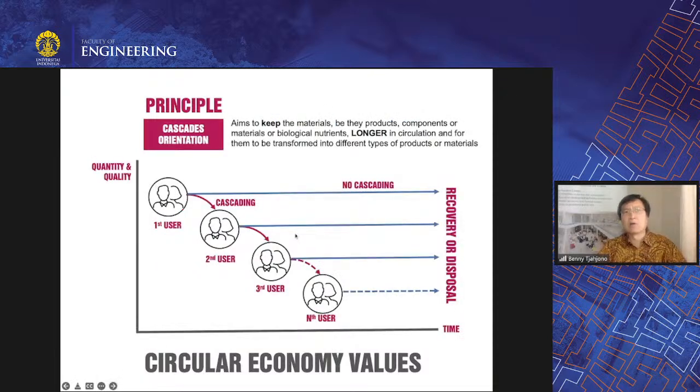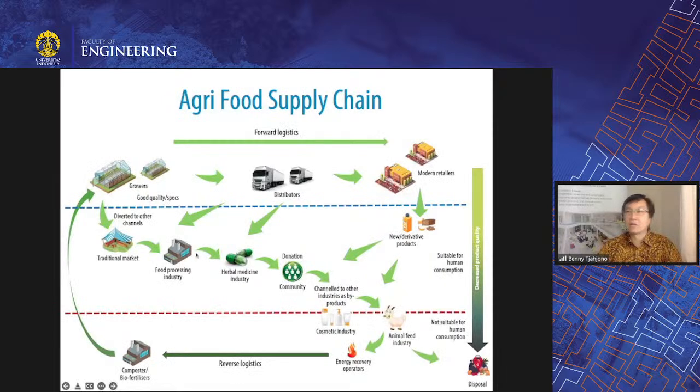Here's an example of the principles. Like I said before, this is the cascading principle. When the first user finishes with the product, instead of throwing it away, the product is passed on to the second user. And then after the second user is finished with that product, the product is passed to the third user and so on. This is very typical in agri-food supply chains, because again, we are dealing with non-technical nutrients, and therefore the principle of cascading is very suitable.